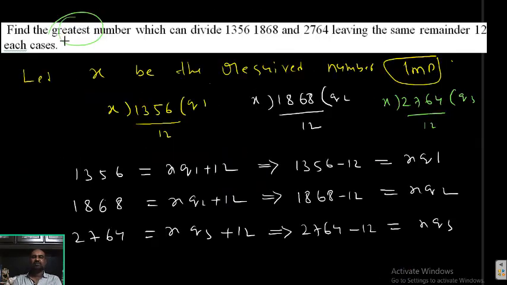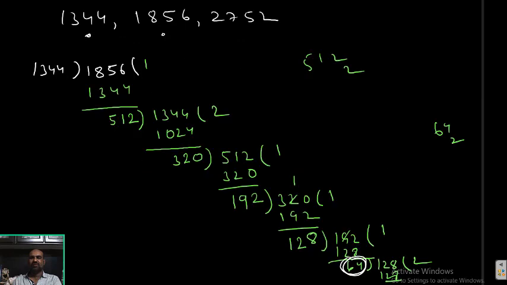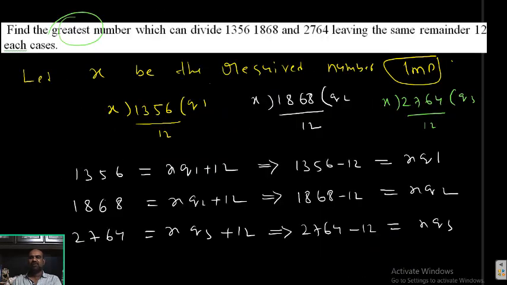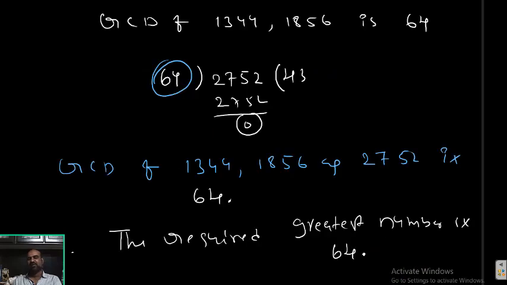Find the greatest number which divides 1352, 1868 and 2764, leaving the remainder 12 in all cases. So the required number is 64, you can cross check. If 1356 is divided by 64 it leaves remainder 12 only, 1868 leaves remainder 12 only. Therefore the required largest number is 64. I hope you people understood.